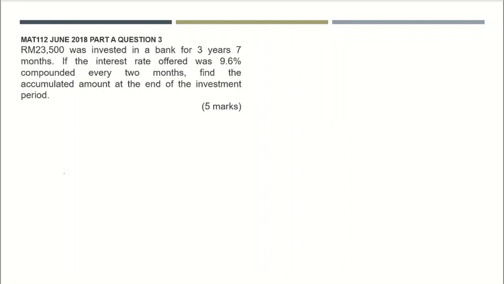The first one you have here is 23,500, and this is the amount invested. That means when you have the amount to be invested, it's in the initial stage. You are also given that it is invested for 3 years and 7 months. So this is the duration.